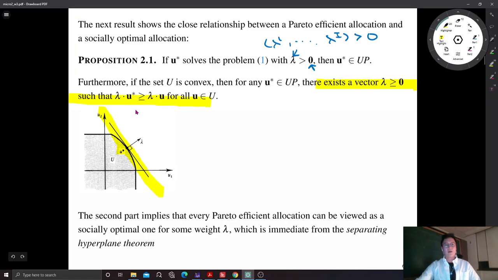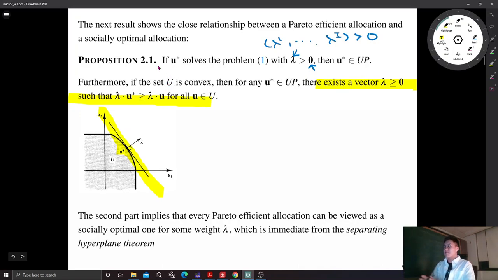All right. So in other words, social welfare. Now that is a mathematical explanation of this second part. Now the economic interpretation is, if U is convex, then U star is on the frontier. So U star is a Pareto efficient allocation. Then lambda dot U star is the social welfare at that Pareto efficient allocation. Okay, so this actually maximizes the social welfare function.